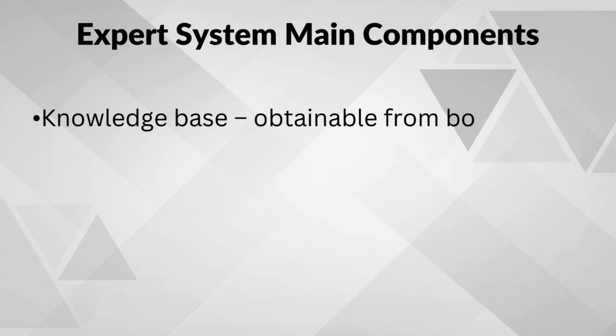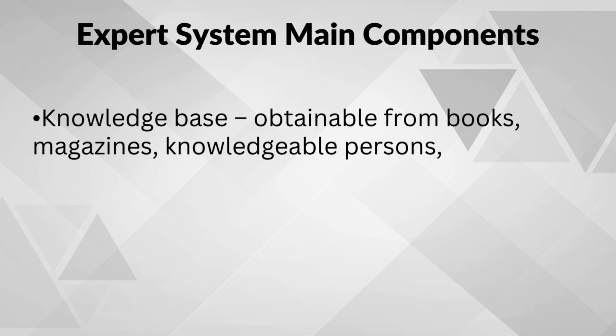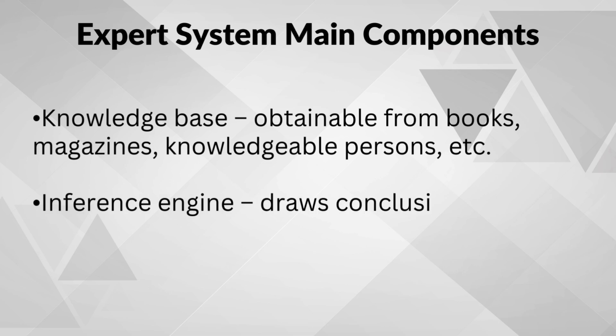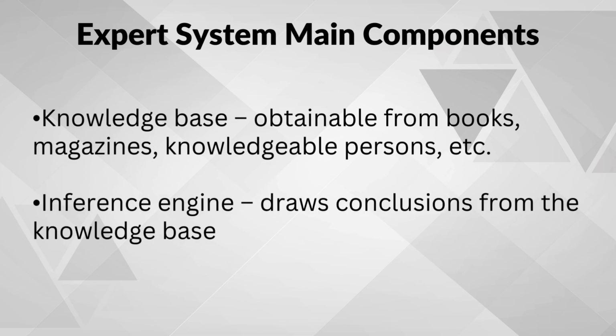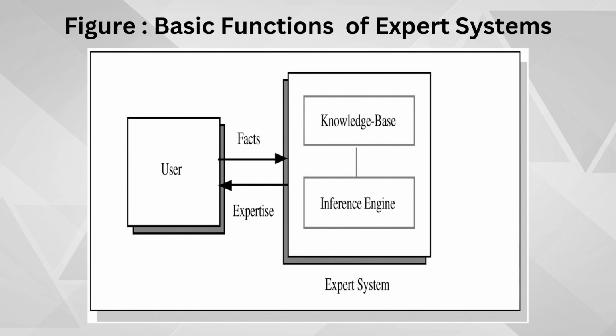Expert system components: knowledge base, obtainable from books, magazines, knowledgeable persons, etc. Inference engine, which draws conclusions from the knowledge base. As shown in the figure, basic functions of expert systems. The basic architecture of an expert system consists of several components that work together to mimic the decision making process of a human expert within a specific domain. The key components of an expert system's architecture include the knowledge base.